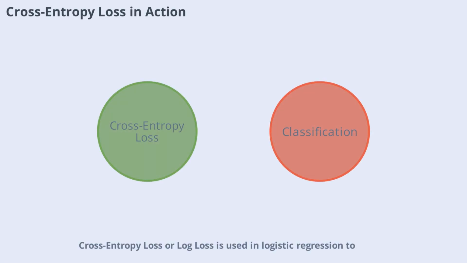Cross-entropy loss, or log loss, is used in logistic regression to measure the performance of a classification model. It penalizes predictions that are both confident and wrong much more than less confident mistakes. This property helps models avoid overconfidence and encourages more calibrated probability estimates, which is crucial in applications like fraud detection.